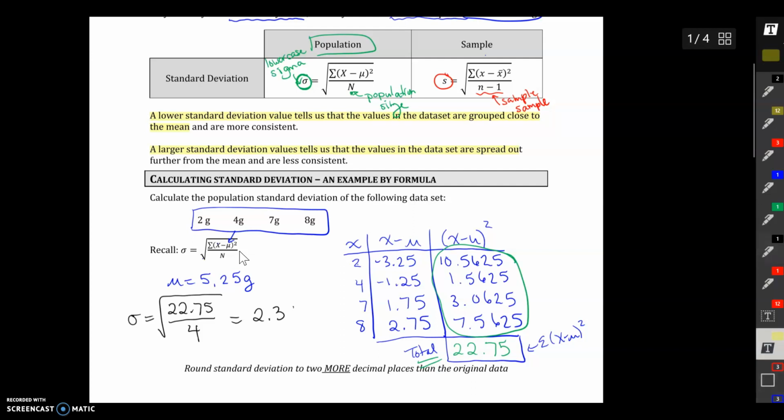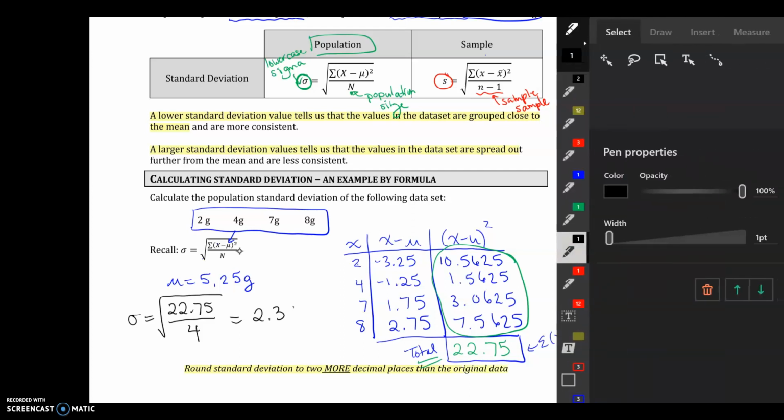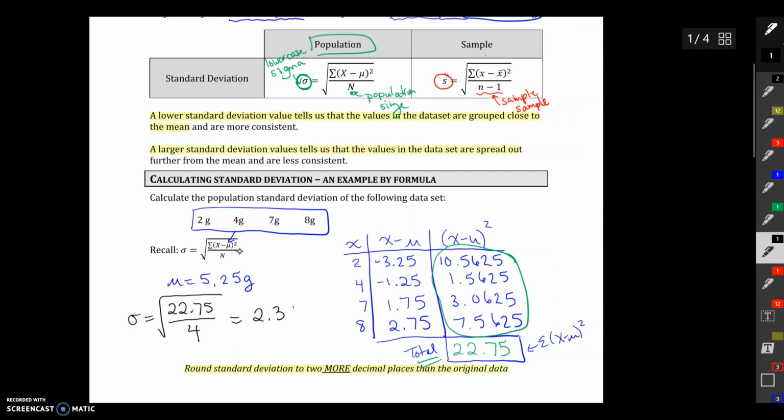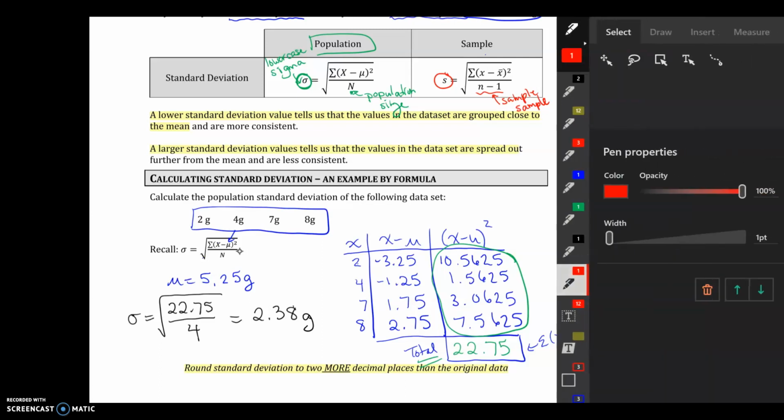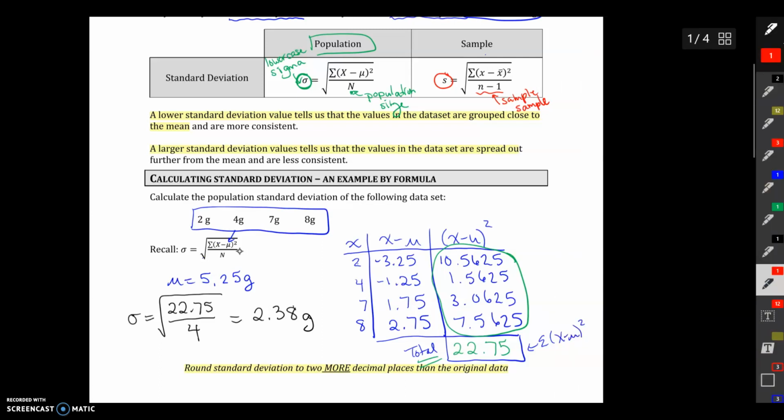When I'm calculating my standard deviation, I'm going to round to 2 more decimal places than what's in my original data. So I'm going to report my standard deviation as 2.38. And the units for standard deviation are grams. So what that tells me is on average, my data values are 2.38 grams from the mean.